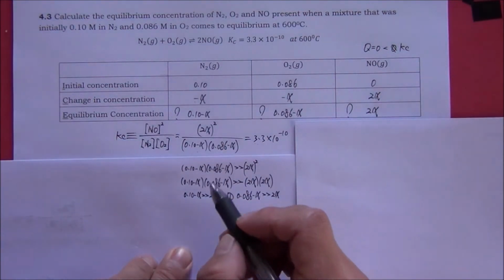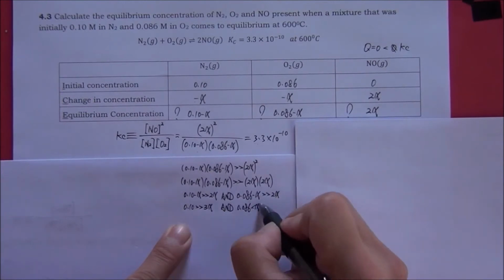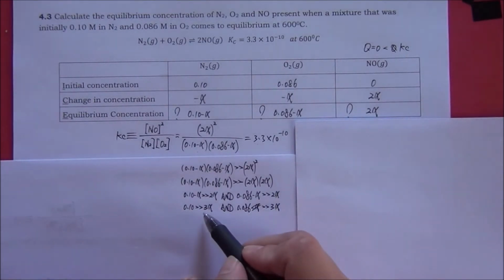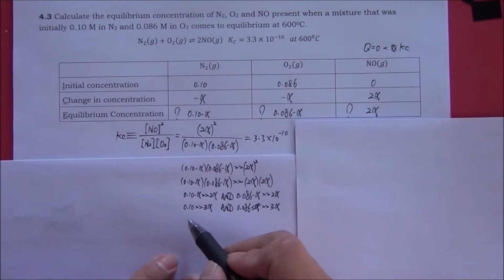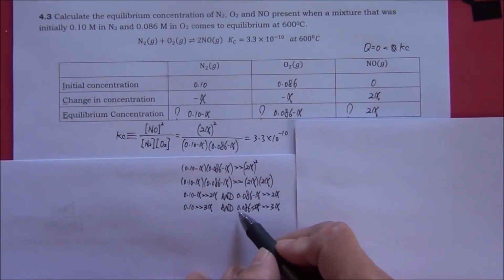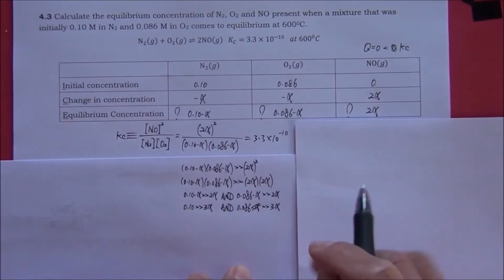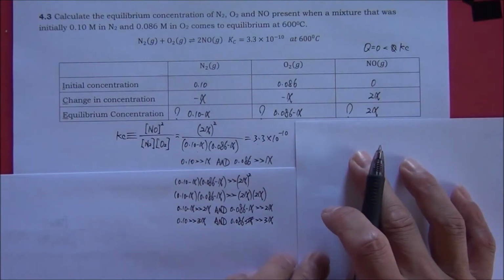Then we can combine the x terms. As we know, 3x is larger than x. Therefore, 0.10 must be much larger than x. Following the same principle, 0.086 must be much larger than x, as we can see here.